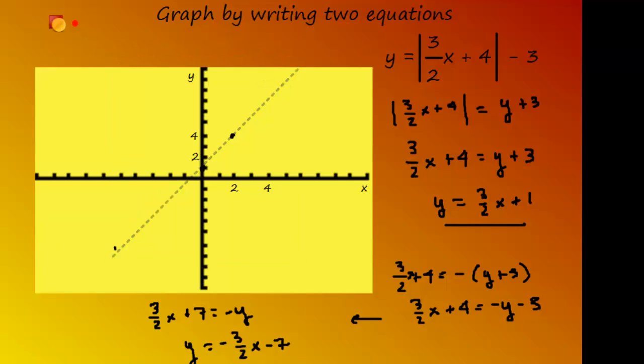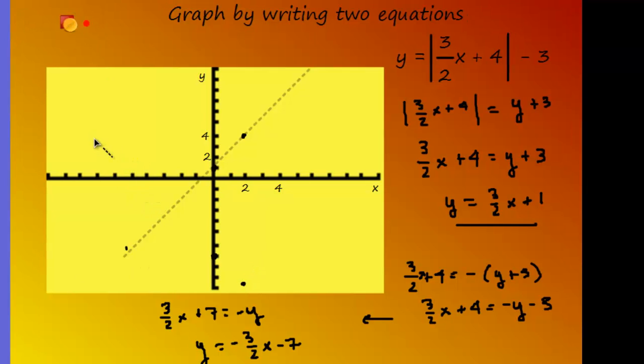And then my second linear equation here has a y-intercept of negative 7, so it's down 7. 1, 2, 3, 4, 5, 6, and 7. There's my y-intercept. And from there I have a slope of negative 3/2, so that was going to be down 3 and over 2. So that gives me my second line looking over here, about like this.